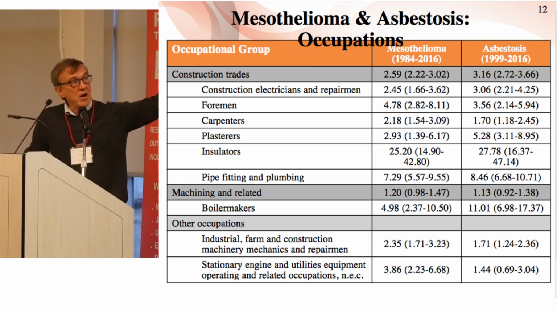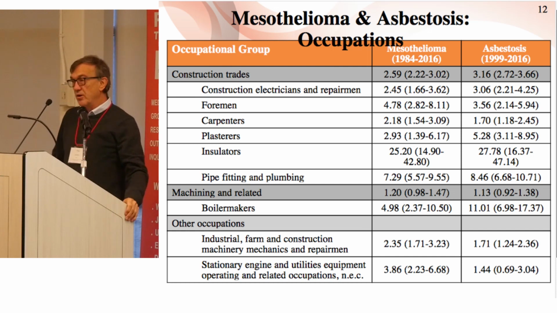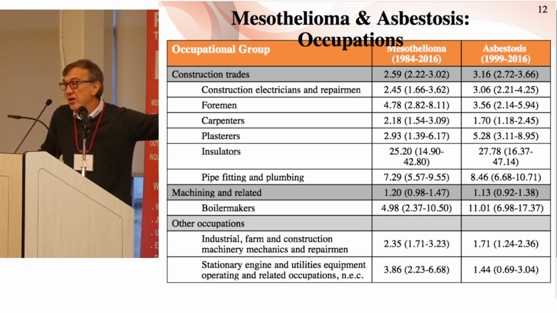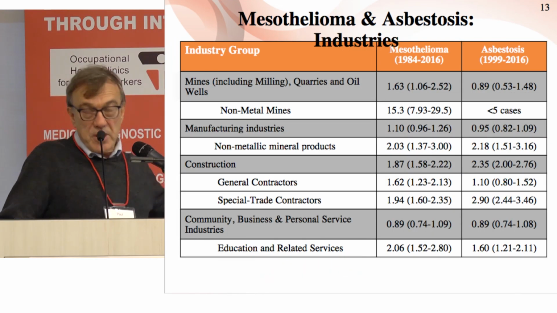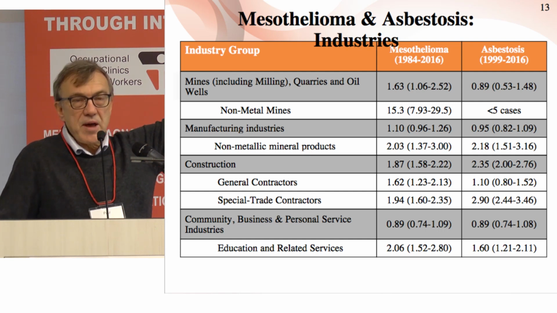And still we see these very large risks here across not all construction jobs, but most or many construction jobs, and certainly some other groups where we would have concerns, and maybe they're not getting necessarily recognized as much. Mechanics, industrial farm and construction mechanics have an increased risk. Stationary engineers, lots of other groups out there have an increased risk of asbestos-related disease. And you see this, those were occupational groups, these are industry groups, and you see here non-metal mines.